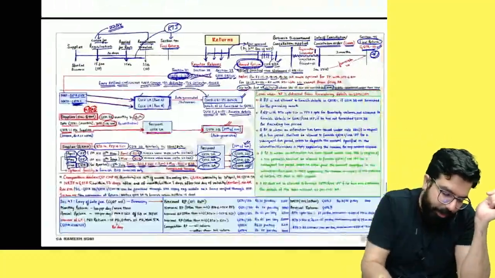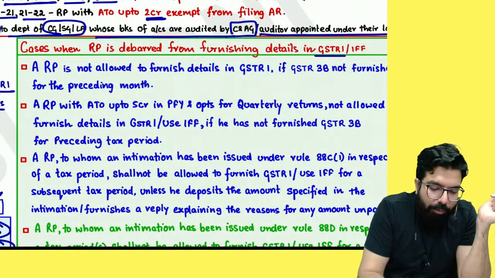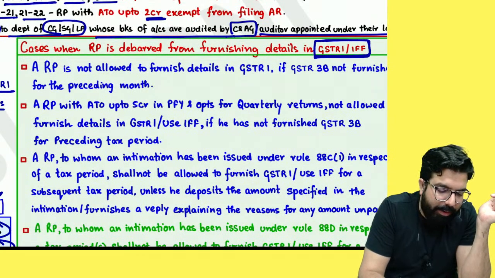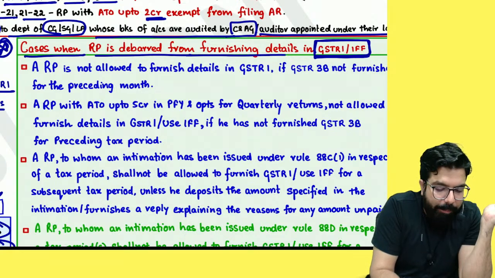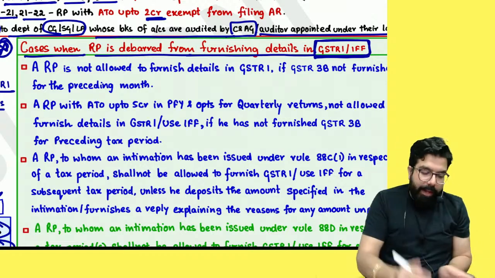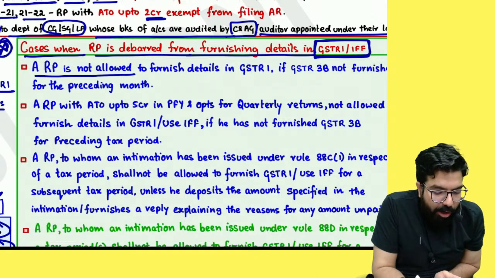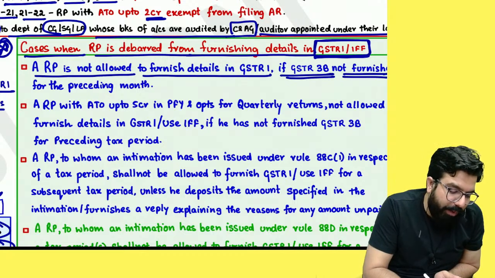Next. People, what are the cases when you will not be allowed to file GSTR1 or invoice furnishing facility? Important question from exam point of view. Cases when a registered person will be debarred from furnishing GSTR1 or invoice furnishing facility. Everyone over here. A registered person will not be allowed to furnish the details in GSTR1 if GSTR 3B has not been furnished for the preceding month.